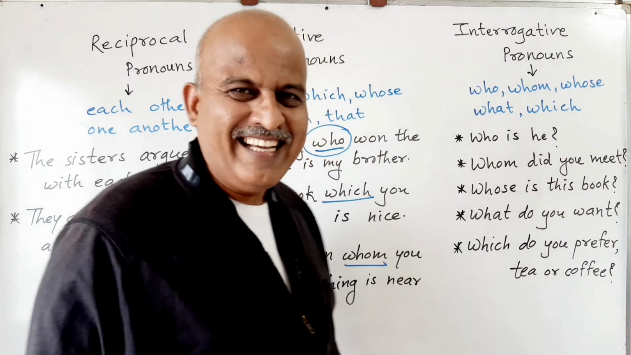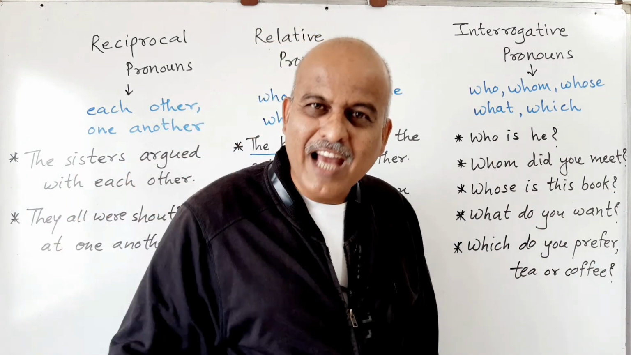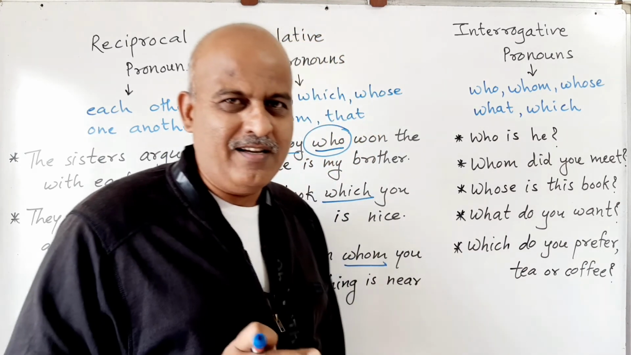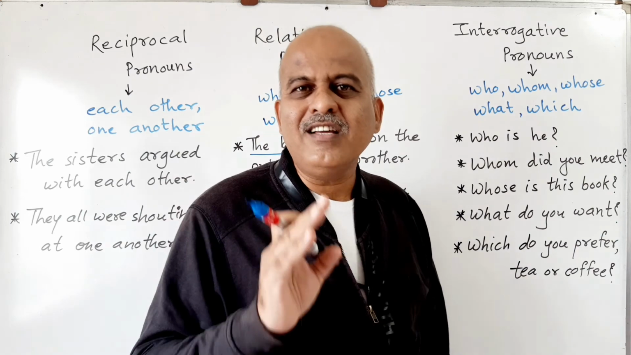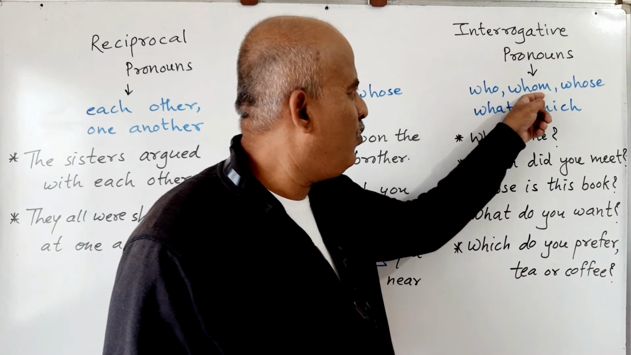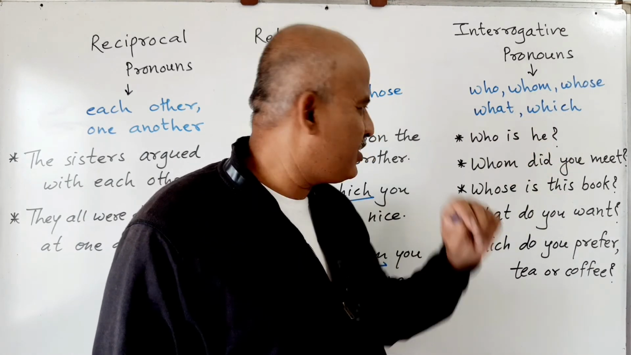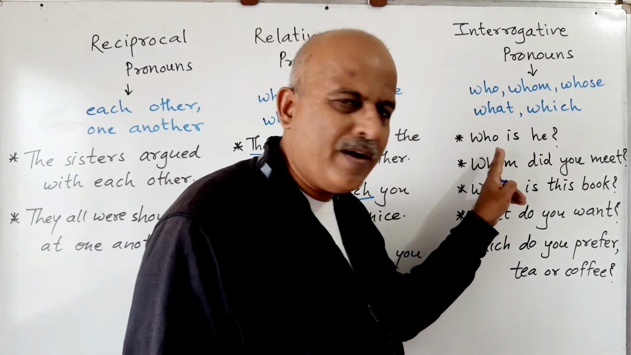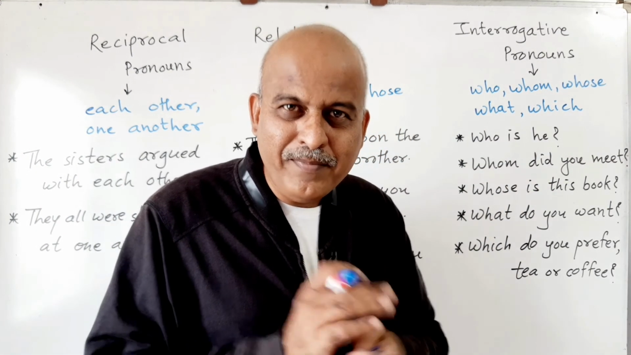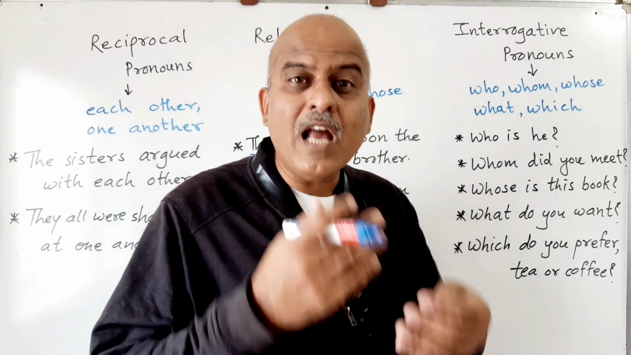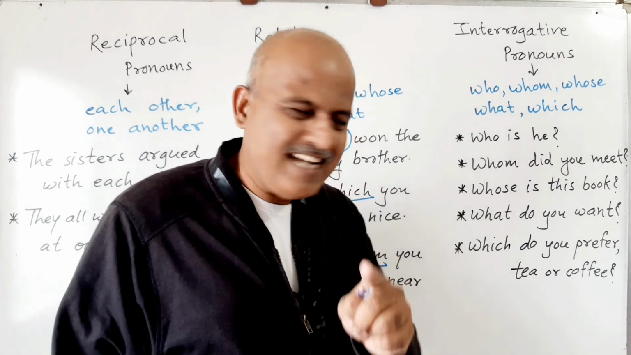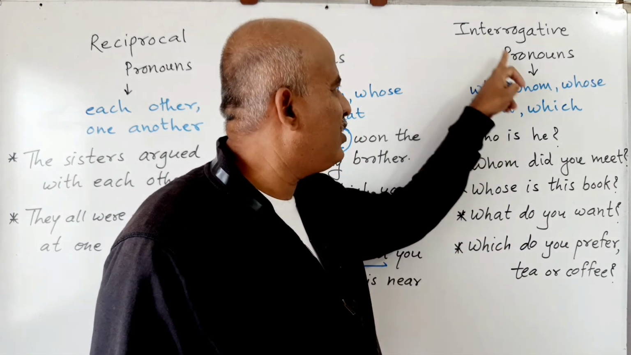Interrogative pronouns. Interrogative pronouns are the pronouns which are used right at the beginning of a question and their answer is a noun or pronoun. Which are those? Who, whom, whose, what and which. Let's understand them with the help of examples. Who is he? Your answer will be some name, some noun or pronoun. Ganesh, Ramesh, Umesh, Mahesh. That's right. So who is an interrogative pronoun.